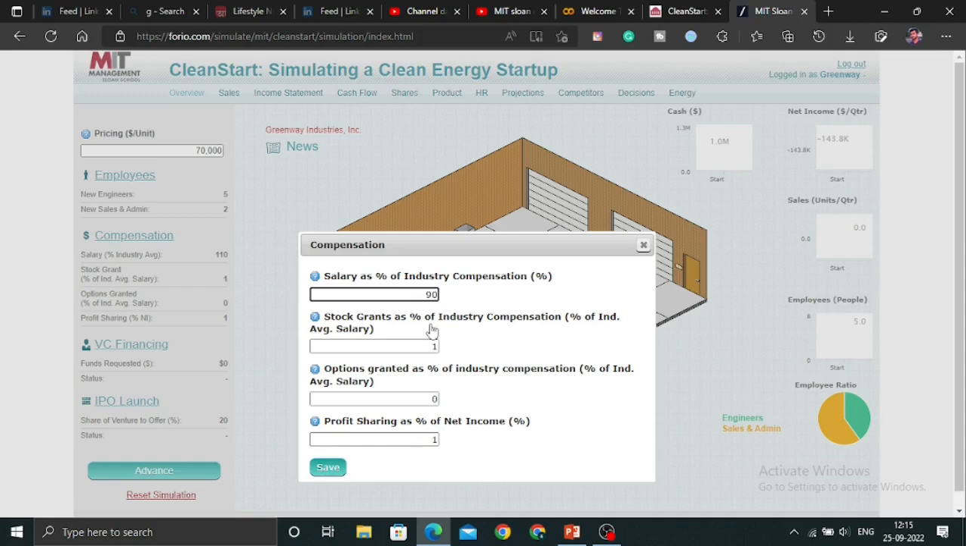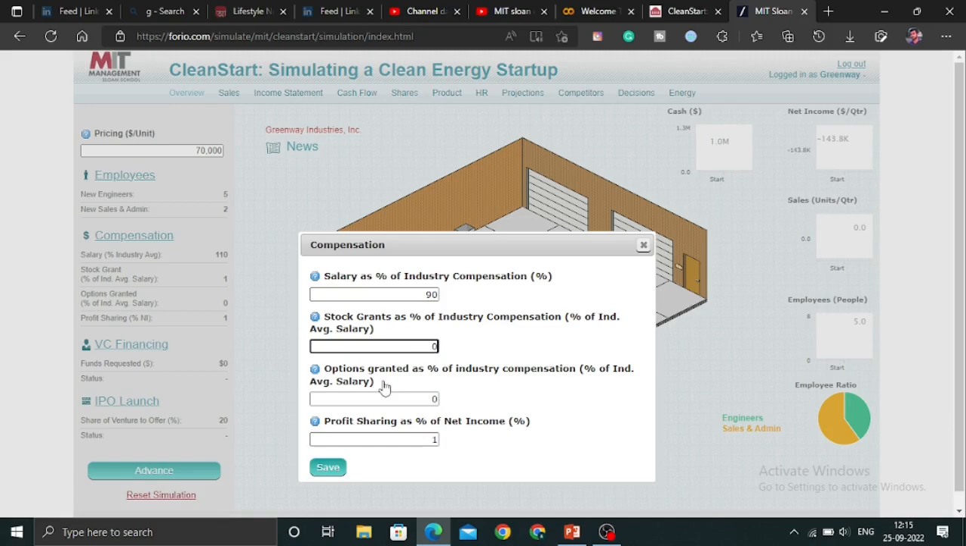Because we are not able to give 100 or 110, because we are a new startup, so this will be 90%. We are not going to the average market compensation rate. And the next is stock grants or option grants. So these are the options. So basically in the stock grants I will put it 0.